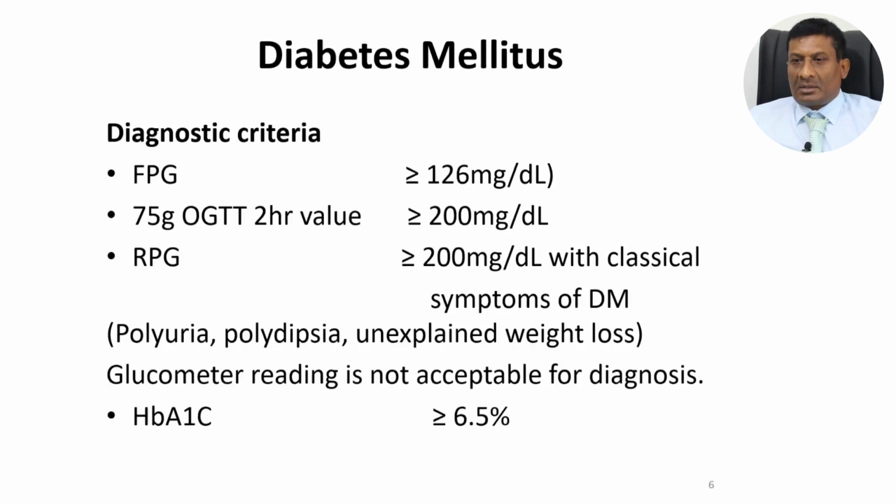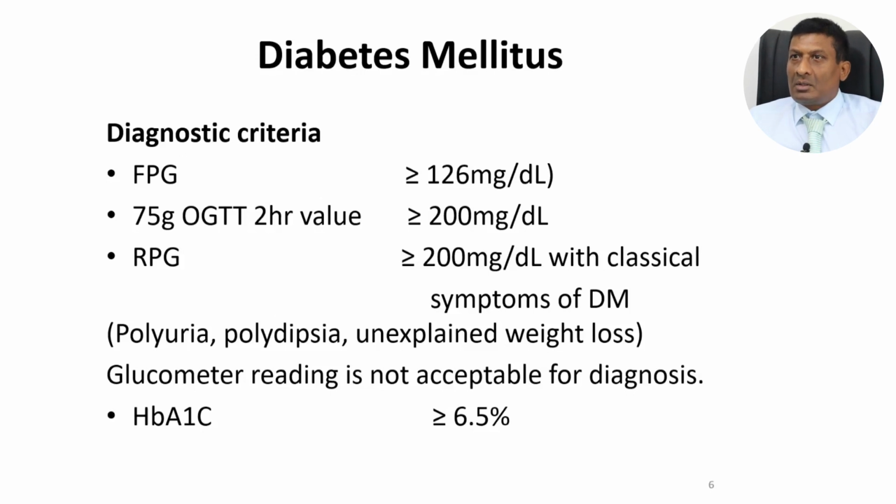Diabetes mellitus is diagnosed with certain criteria. If the fasting plasma glucose is equal to or above 126, or the 75 gram oral glucose tolerance test gives a second hour value equal to or above 200 milligrams per deciliter, or a random plasma glucose value equal to or above 200 milligrams per deciliter with classical symptoms. For the first two, fasting and 2-hour OGTT, you don't have to have symptoms. But if you go for random plasma glucose, the patient should have classical symptoms of hyperglycemia, which include polyuria, polydipsia, and unexplained weight loss. For none of these glucose assays is a glucometer value acceptable. It should be a value obtained from a laboratory.